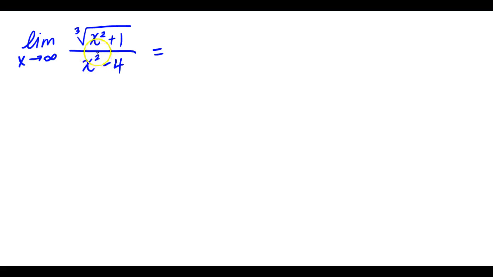So in the denominator, the highest power of x is x squared. So let's go ahead and pull a problem to the side that this sort of acts like. So this acts like, in the denominator, x squared. Now in the numerator, this plus 1 again is going to end up being sort of irrelevant as I start to plug in really big x values. So the numerator acts like the cube root of x squared.